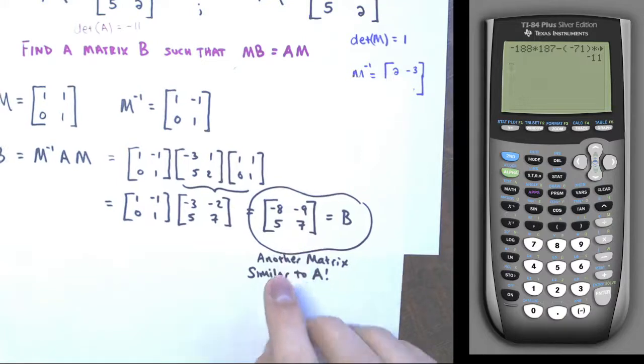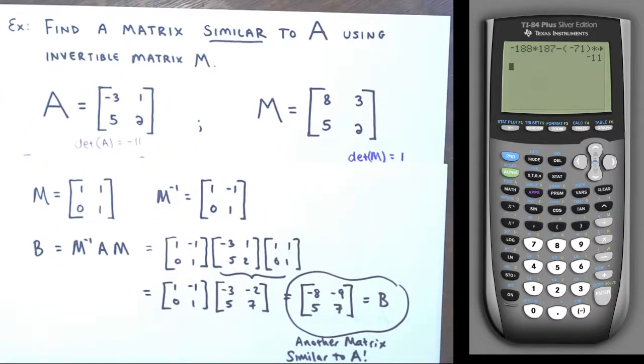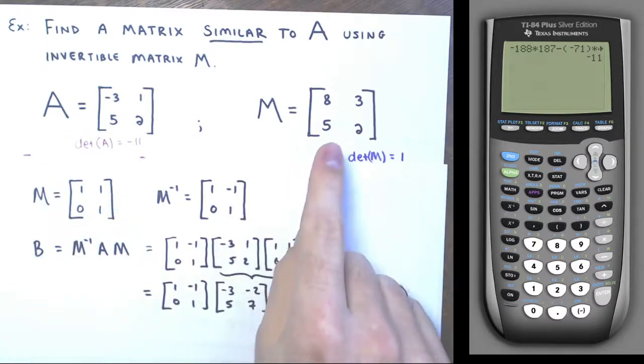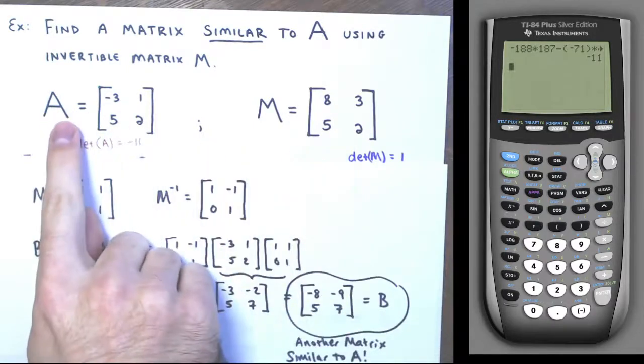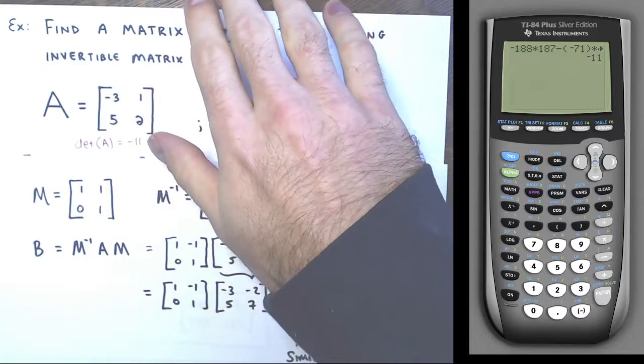All right. Again, it's very easy to find a matrix that's similar to a given matrix. So if you're given a matrix and asked to find a similar matrix, just find any invertible matrix of that size and multiply the given matrix on both sides by the matrix itself and its inverse. And you'll have a similar matrix to the matrix you were given.